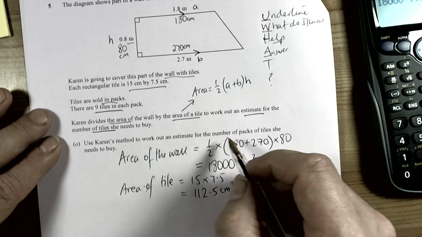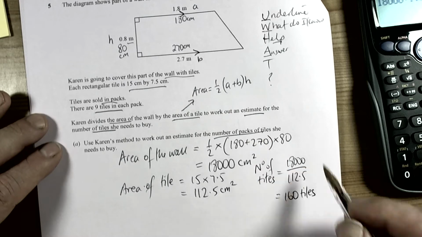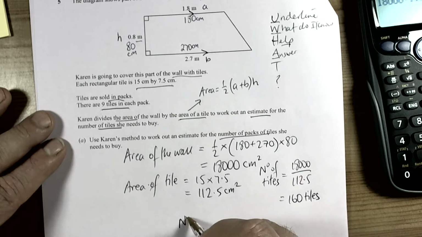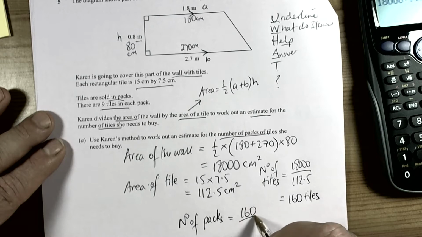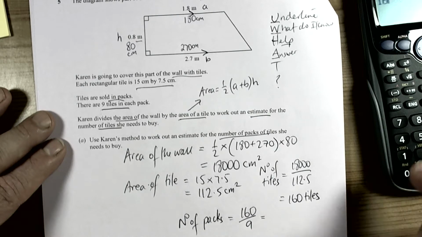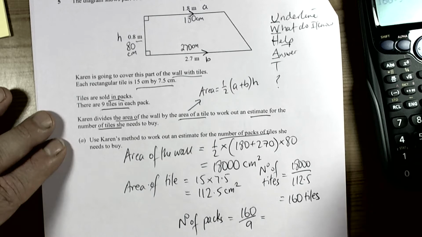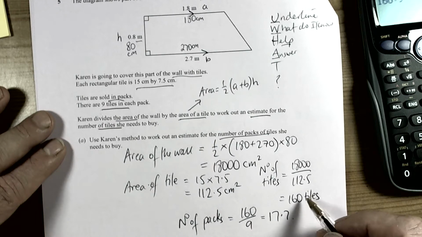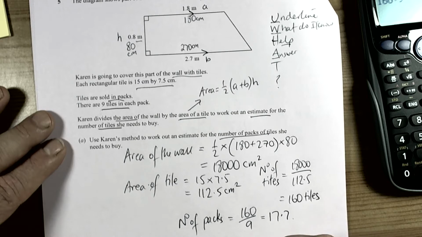Use Carnot's method to work out the number of packs. Okay, so we know that we need to work out the number of packs, so we've worked out the number of tiles, and we now need to go for the number of packs, knowing that there are 9 tiles in each pack. So 160 divided by 9 equals 17.7. Because you can't buy part of a pack, you couldn't go to a shop and say, oh, can you split that pack for me, because that's not the way it works. We'll have to go for the nearest packs that will actually allow us to get the 160. So we'd have to go upwards in this case, so we need 18 packs.